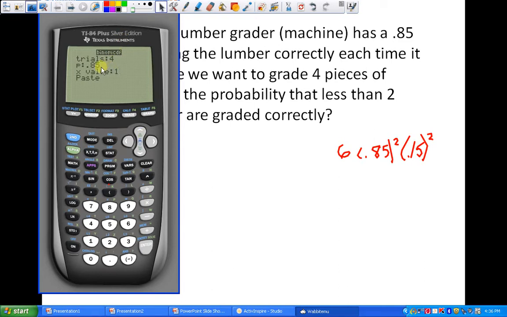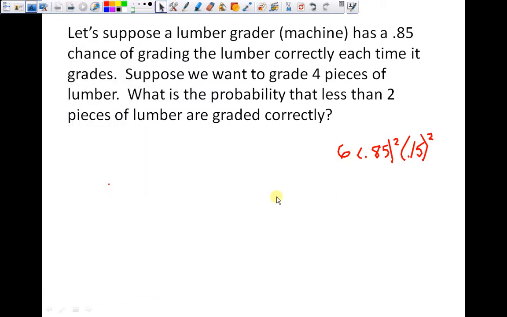So 4 trials, probability of success is 0.85. We get 1 or 0, and this gives us our answer. Okay? So now this says, what is the probability that more than 2 pieces of lumber are graded correctly? More than 2, let's be clear on that, that means 3 or 4.